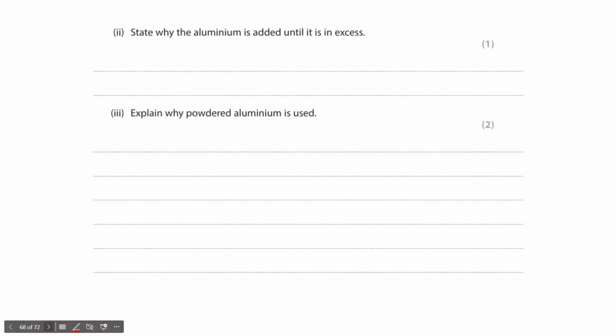Now we have the answer. State why the aluminium is added until it is in excess: to ensure all the sulfuric acid, H2SO4, reacts.